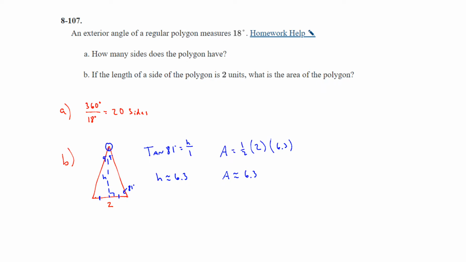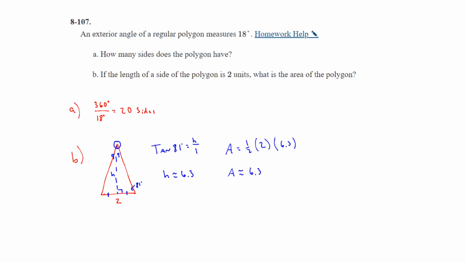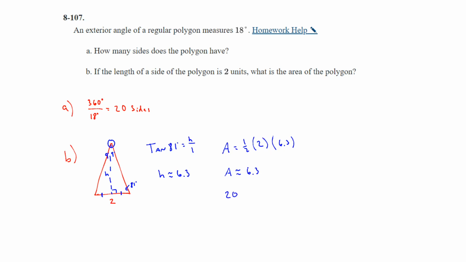Therefore the area of the triangle will be approximately 6.3. Half of 2 is 1, and 1 times 6.3 is 6.3. How many total triangles are we going to have in there? Well, there's 20 sides, so there's going to be 20 triangles. So we'll take 20 times 6.3, and that means that the area of the 20-sided figure will be approximately 126 units squared. And so that's how you can go through and find the area of a polygon.